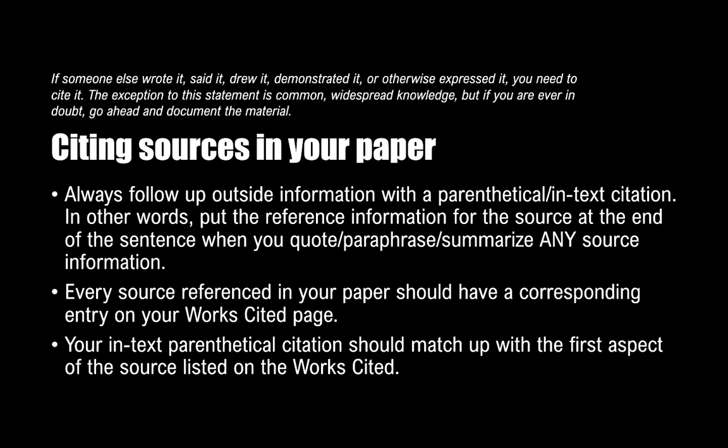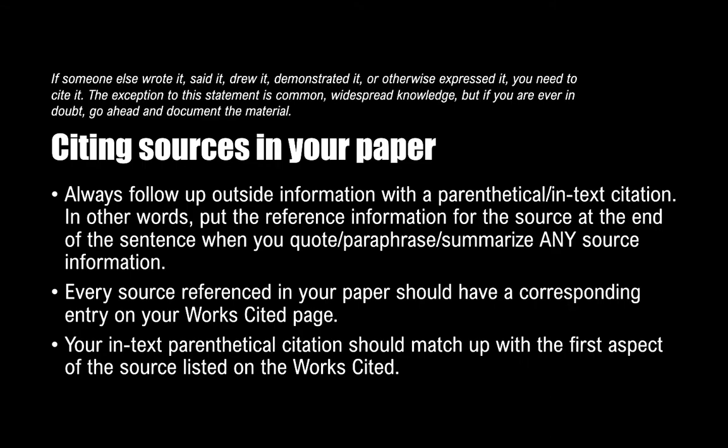Your in-text parenthetical citation should match up with the first aspect of the source listed on the works cited page. So in other words, if you're listing an article and it's got an author, the first thing you list is the author. Then that should probably be what's in the parenthetical citation. I've got some examples of that, if it can be kind of confusing. But if you don't know the author, and the only thing you have is the title, then the title should be the thing that's in parentheses after it. We'll use some examples of that.